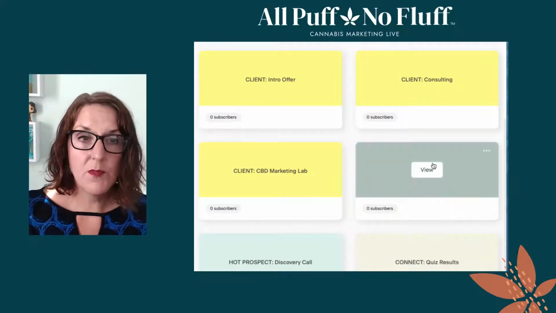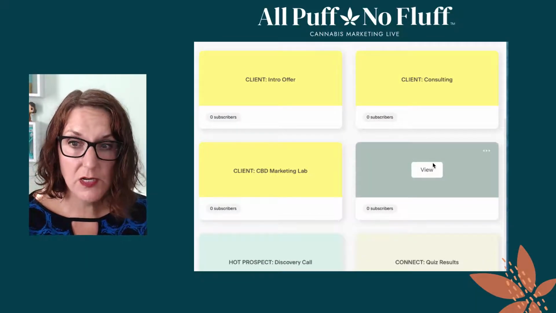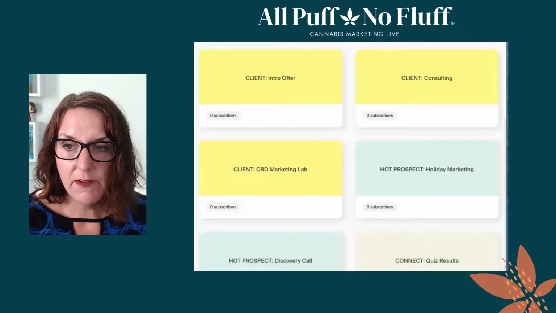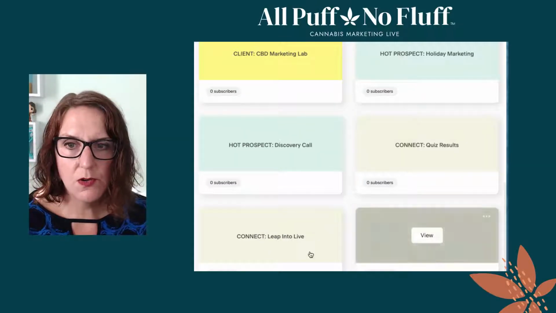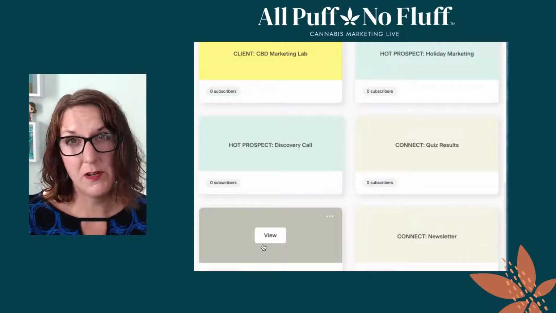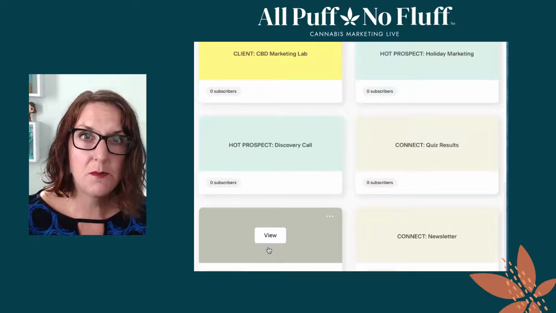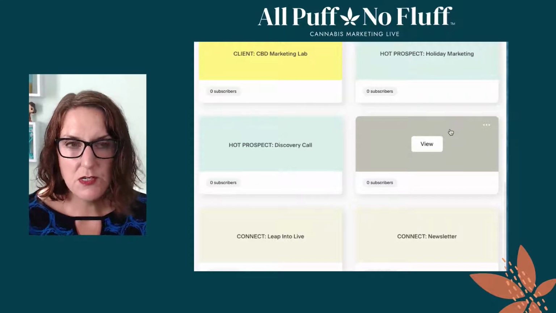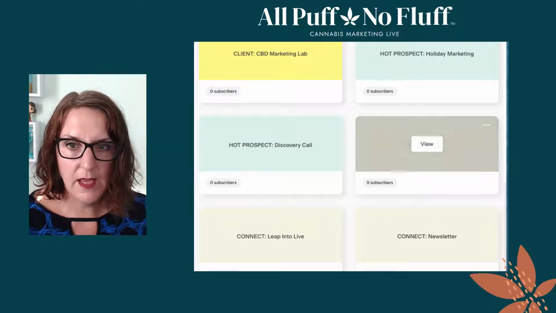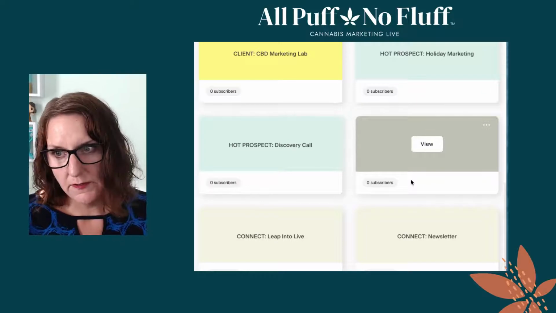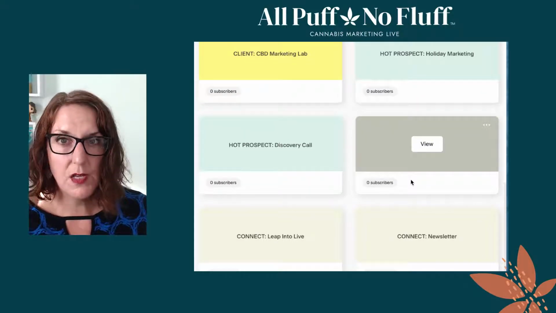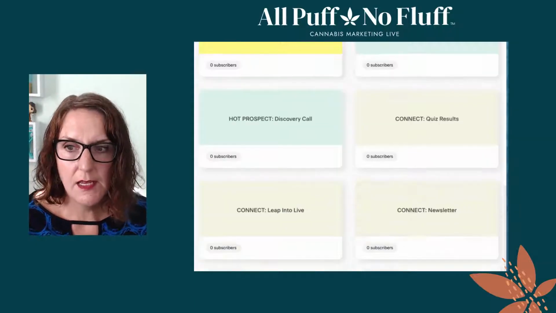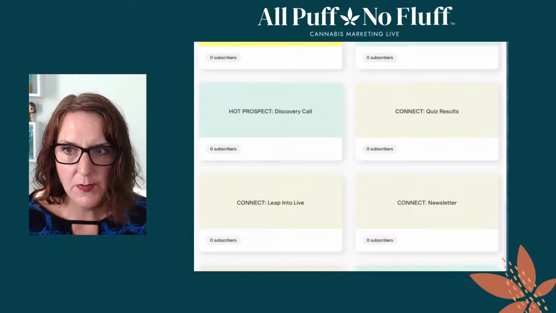So if it was a hot prospect, if they showed interest in the holiday marketing intensive, or if they scheduled a discovery call to learn more, I have Connect, which is the same as interest. If they were in a newsletter, or at one of the speaking events, like when I spoke at Leap Into Live for eCam, it's just a little more organization so I know how they're getting there. And then having the category, if it was Connect, a hot prospect, a client, or a partner, helps me keep things organized. Another way to organize is by topic.